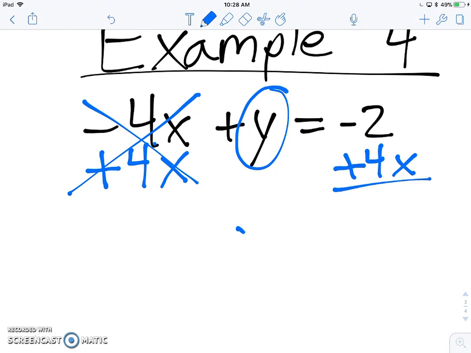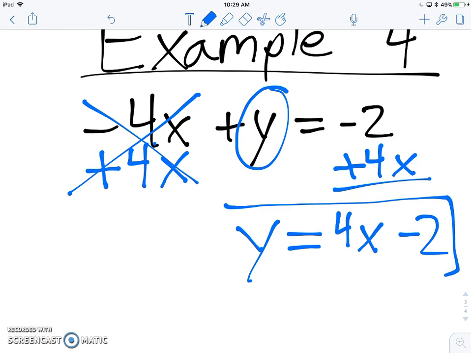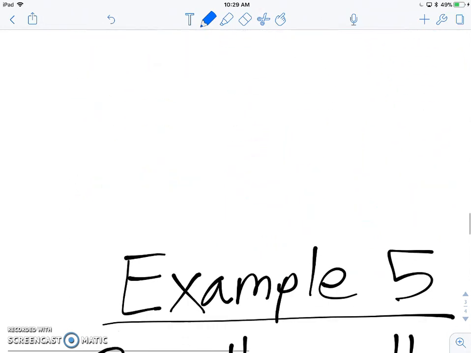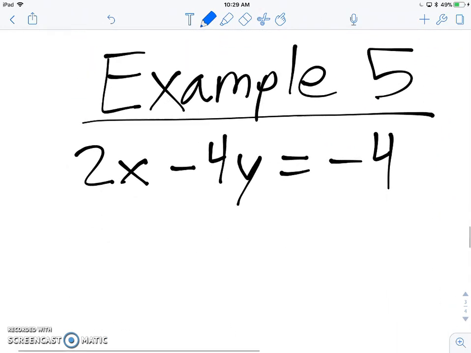Now, our y is by itself, but a lot of people are going to look at this, and they're going to see 4x and negative 2. Well, that's going to be 2x, because 4 minus 2 is 2. But, ladies and gentlemen, these are not like terms. So I need to just write them as separate terms. So it's going to be 4x minus 2. So 4 is my slope, and negative 2 is my y-intercept. That's slope-intercept form.